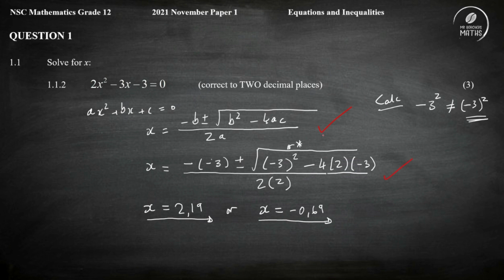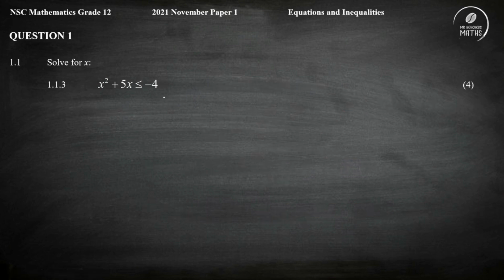Okay, so if you didn't write down the formula here, you still would have got 2 marks for this section if you had correctly substituted everything in. And then you would get a mark for your answers, and that would give you your 3 marks for this question. Okay, moving on to 1.1.3. Here we have an inequality. Now, there's a lot of similarities between solving this inequality and solving a quadratic equation, but we must remember we're not actually solving a quadratic.